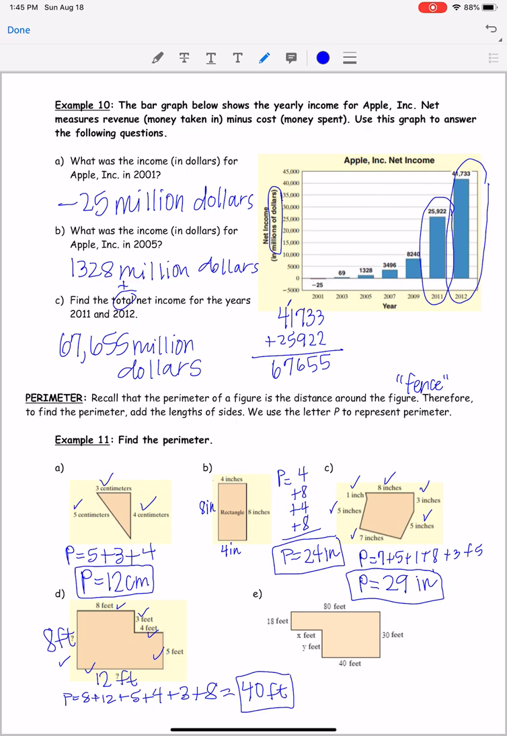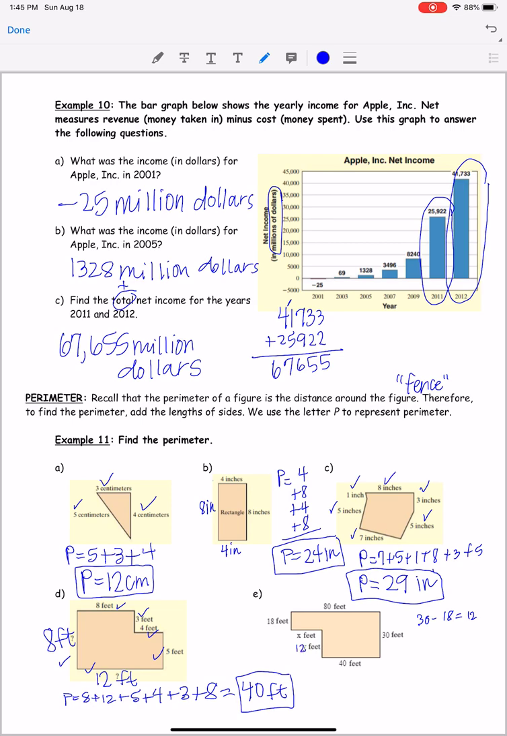All right, now E is the same thing when I'm finding X and Y, but this time we're going to subtract. Y right here is this plus this 18 needs to equal this whole thing of 30. So we will do 30 minus 18 is going to give me 12. So this is 12 feet.